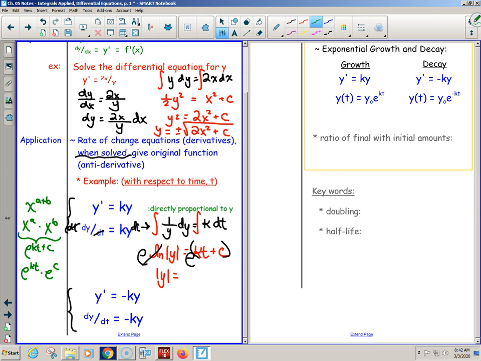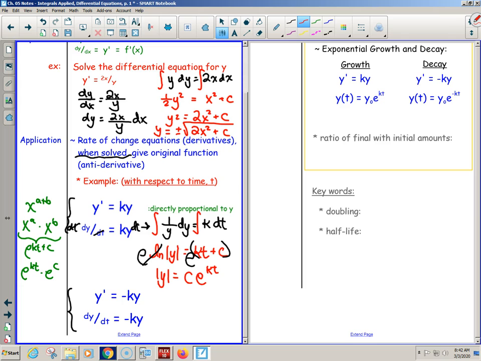Isn't e a constant? Isn't c a constant? What's a constant to a constant? A constant. Ready? C e to the k t, exponential growth. C e to the k t.